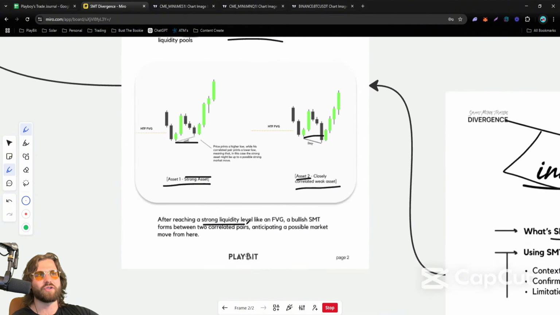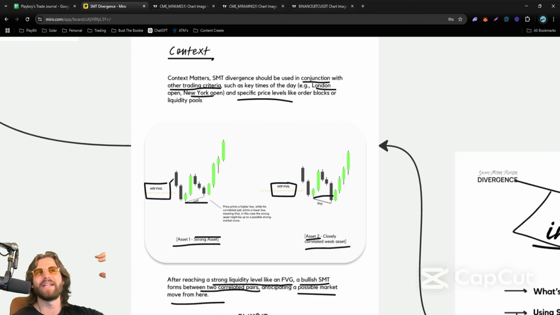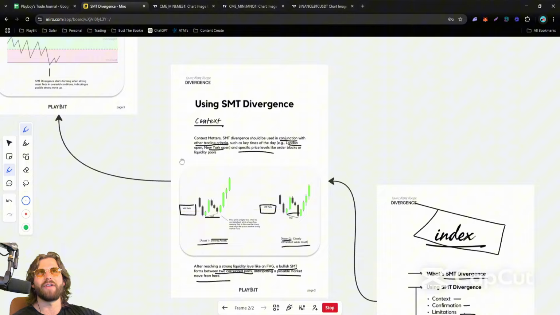So after reaching a strong point of liquidity like a fair value gap, a bullish SMT forms between two closely correlated assets, anticipating a possible market move here. All of this was happening at a high time frame fair value gap. Remember, we can find SMT at every second if we truly wanted to. It doesn't mean all of them are valuable to you.